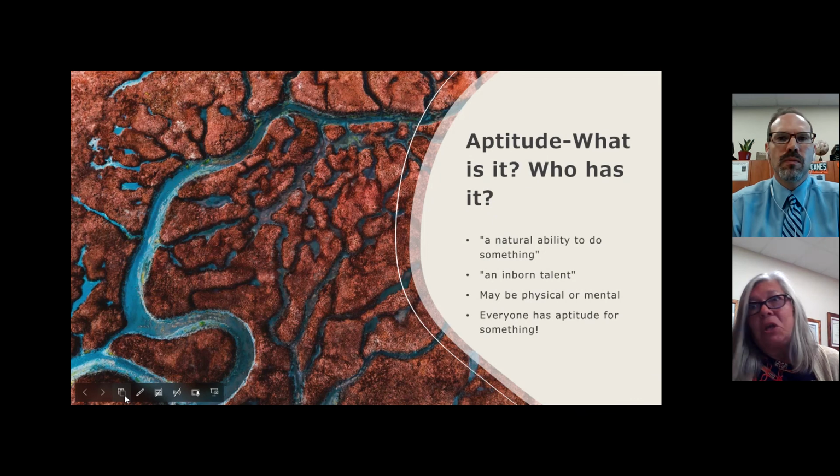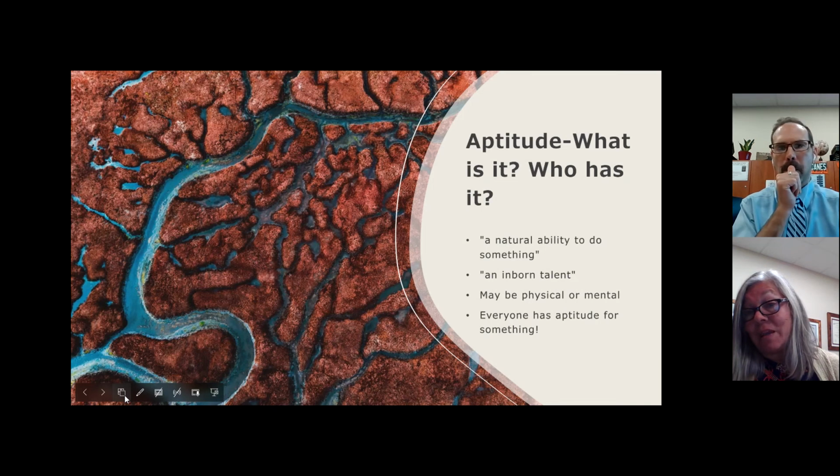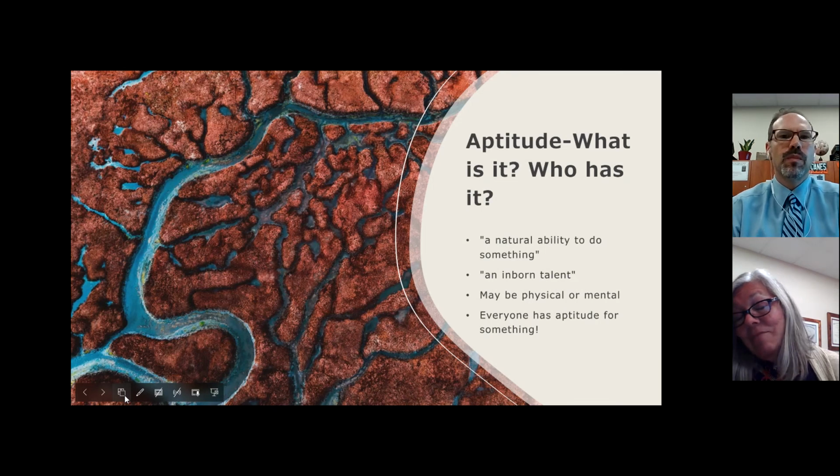What is it? Who has it? Aptitude, by definition, is a natural ability to do something. I have the aptitude for public speaking. It comes naturally to me. For some people, public speaking is a nightmare. It's scarier to them than anything else in the world. So it's something that you've just got a natural ability to do.